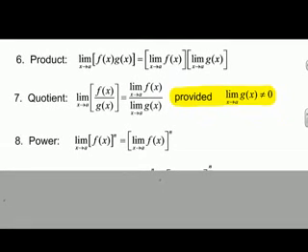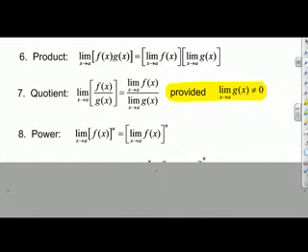Power rule. I think about this the same way I do the constant multiple rule. I've got a limit of a function raised to a power. I can take the limit of the function and then raise it to the power. So I'm taking the power outside the limit, sort of like I took the constant outside the limit in the constant multiple rule.